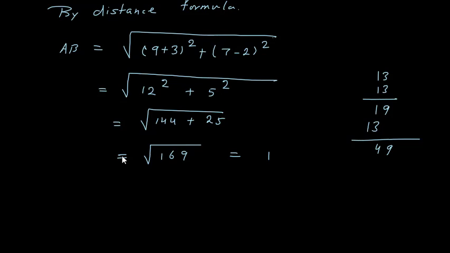Okay, so final answer you can say that midpoint of AB is 3 comma 9 by 2 and AB is equals to 13 unit.